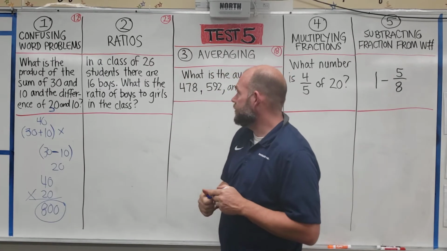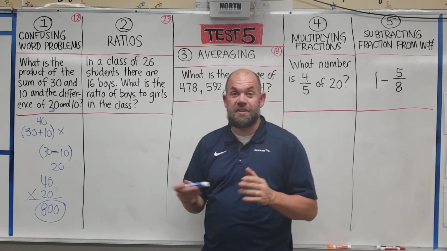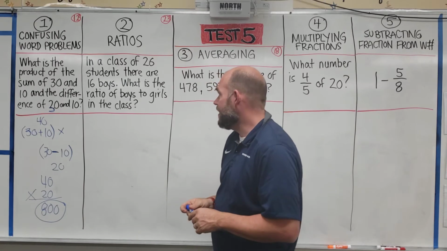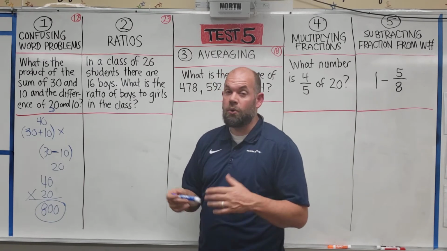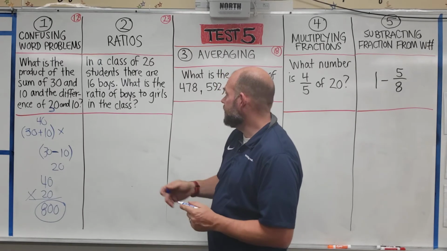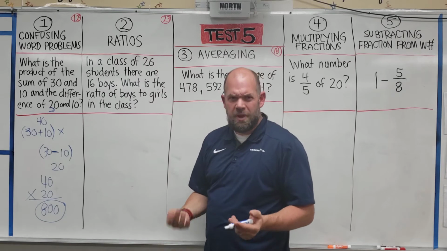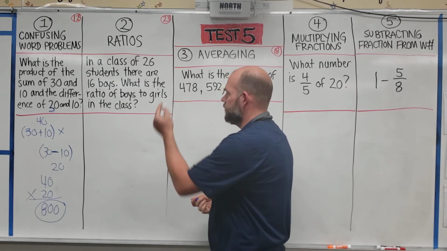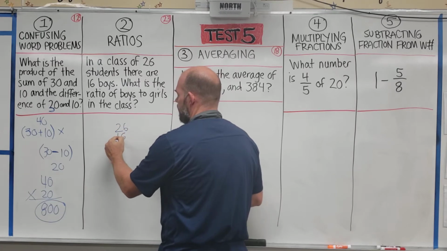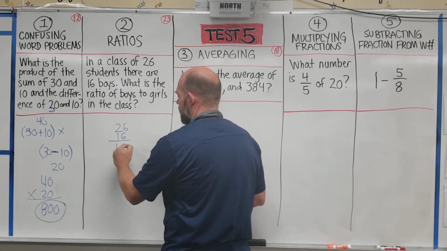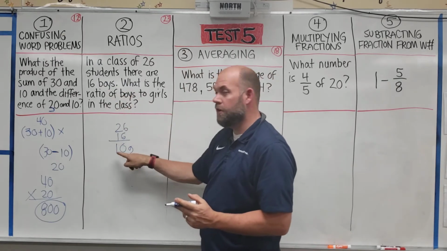In a class of 26 students, there are 16 boys. What is the ratio of boys to girls in the classroom? Now, this one's a little tricky because it's not asking the ratio of boys to the total number in the classroom. If that was the case, then we would just do 16 out of 26. But we have to figure out how many girls there are first. So let's take our 26 total, subtract our 16 boys, and we get 10 girls. Okay? So now we know how many boys, 16, and how many girls, 10.